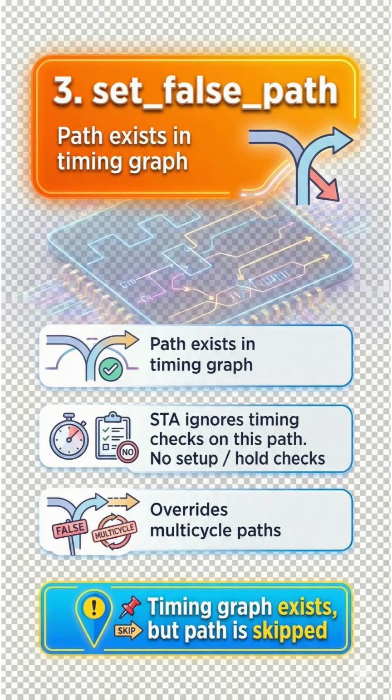False paths override multicycle paths. Because there is no timing requirement to relax, the path is simply ignored. Think of it this way. PrimeTime sees the path, but chooses not to care about its timing.